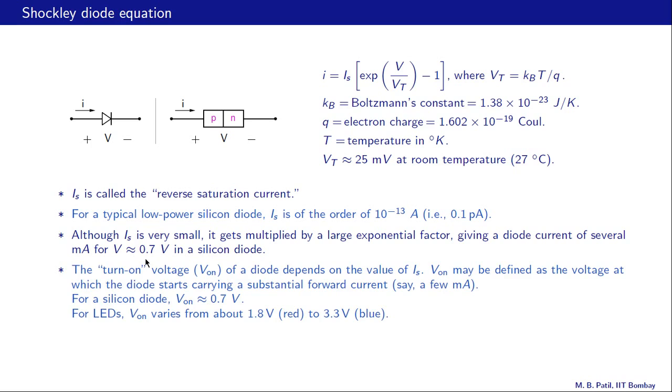And that brings us to the definition of the turn on voltage. The turn on voltage V on of a diode depends on the value of Is, and V on may be defined as the voltage at which the diode starts carrying a substantial forward current, say a few milliamps. Now for a silicon diode, V on turns out to be about 0.7 volts, whereas for other diodes such as light emitting diodes, V on is different, and for LEDs in particular, V on varies in a reasonably wide range. For a red LED it is about 1.8 volts, for a blue LED it is 3.3 volts.